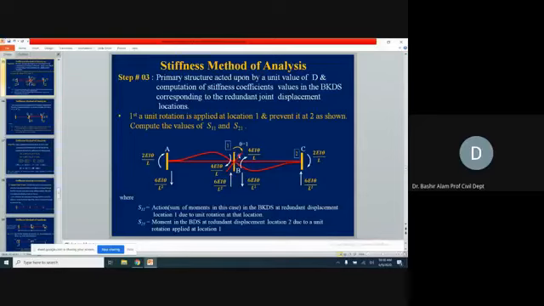Now, as a result of this, how are the member end actions generated? If it is in the clockwise direction, the moment generated at the near end will also be in the clockwise direction, and its magnitude will be equal to 4EI theta divided by L. From where this 4EI theta divided by L is coming, we will discuss.